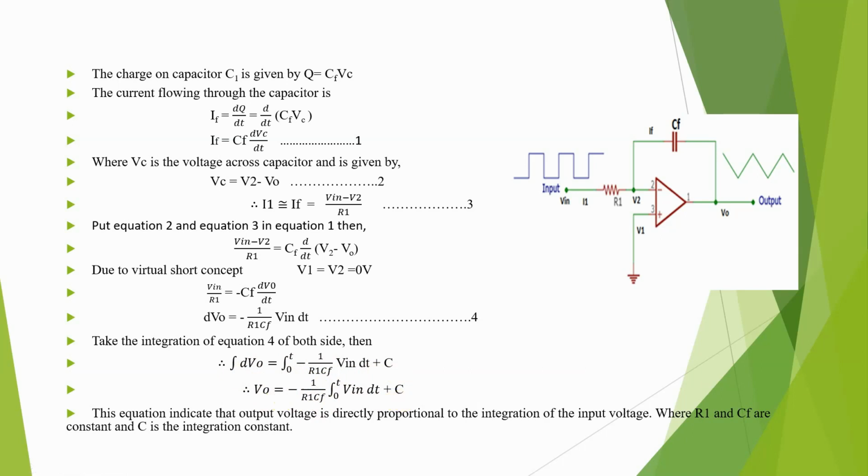This is the output voltage equation for the integrator using OpAmp. This equation indicates that the output is directly proportional to the integration of the input voltage, where R1 and Cf are constant and C is the integration constant. Okay.